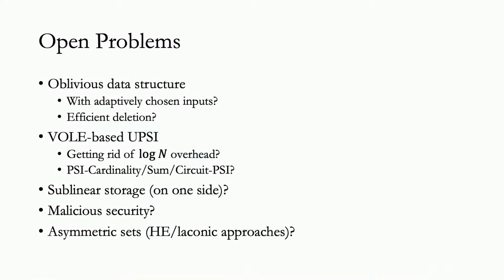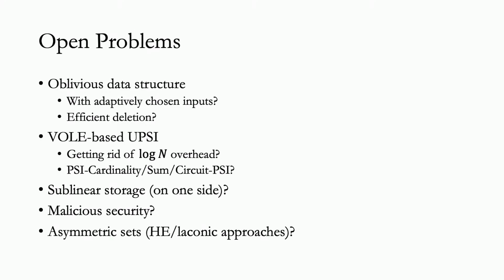Okay, I'll conclude with open problems. So for this oblivious data structure, it will be very interesting to see if you can make it secure against adaptively chosen inputs. And we don't know how to support efficient deletion. Okay, and then for role-based PSI UPSI protocols, whether you can get rid of the log n overhead.